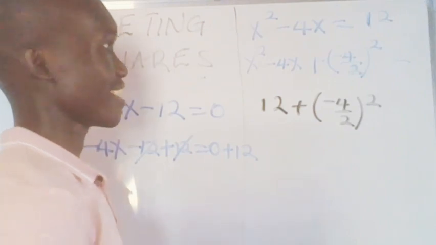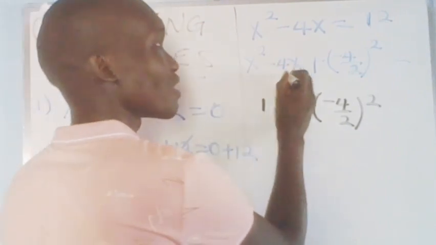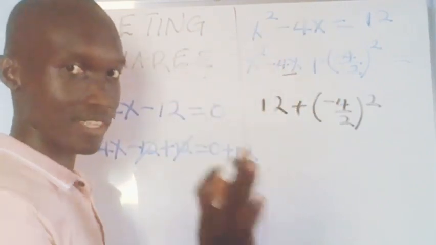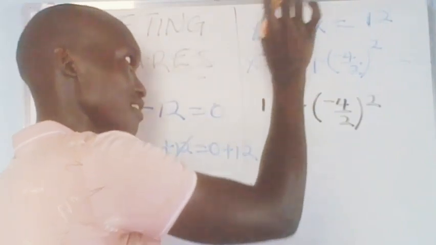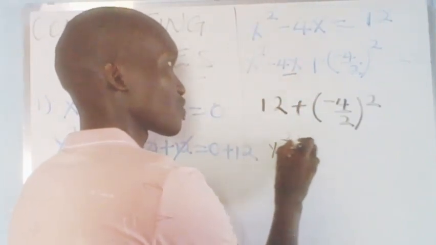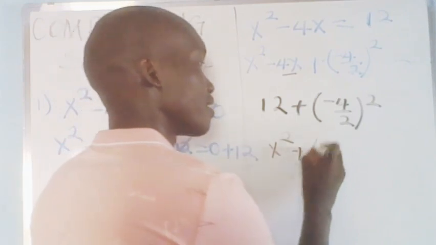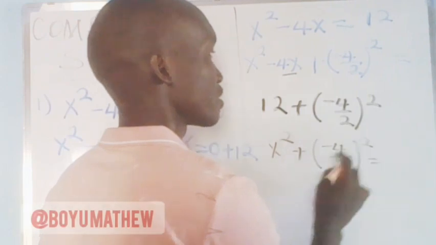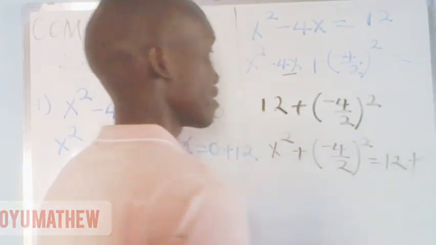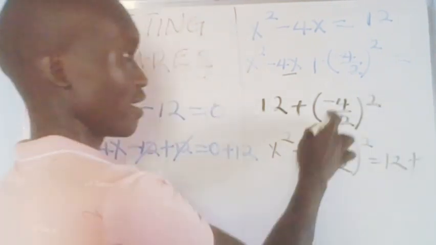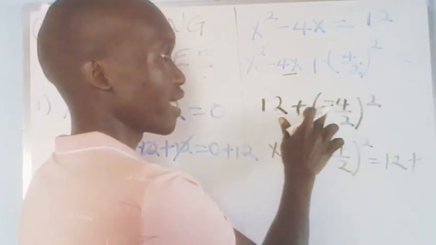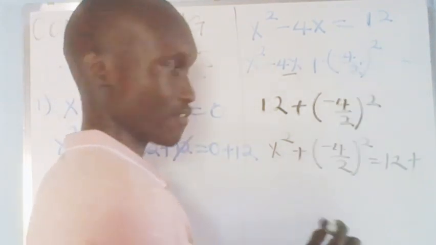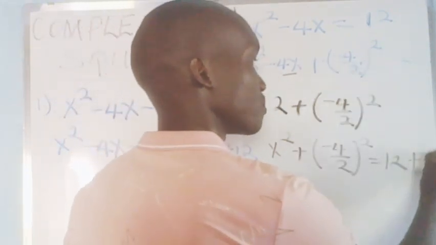That is it. Now when you reach this stage, we leave this number for now, as it has almost finished serving its purpose. So we are going to have x squared plus, in brackets, negative 4 over 2, squared, equals 12 plus. Now let's work out this one here. Negative 4 divided by 2 is negative 2. Negative 2 squared is positive 4. So let's just write positive 4.